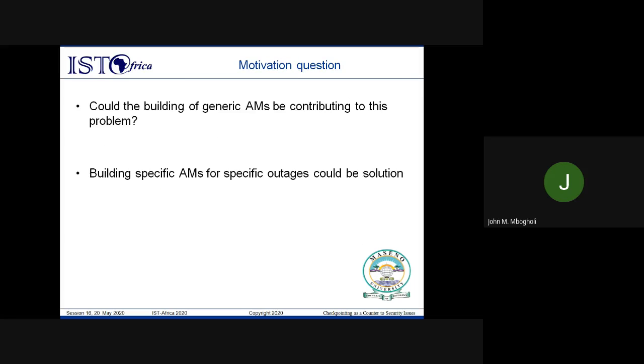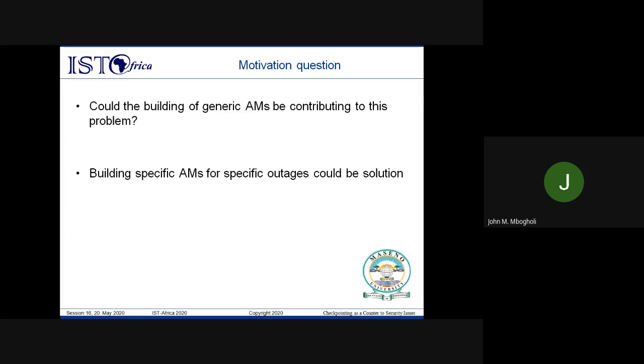The question was, could the building of the generic AMs, that is availability mechanisms, be contributing to this problem? What do we mean by that? It means that what we found from our study is that most organizations, or most researchers rather, are building generic availability mechanisms. That is, they are not targeted at any specific outage cause.